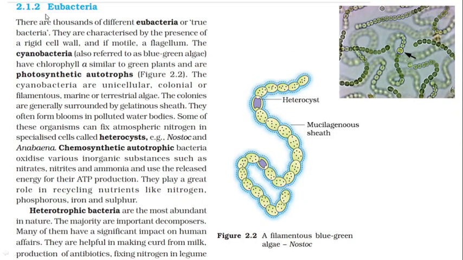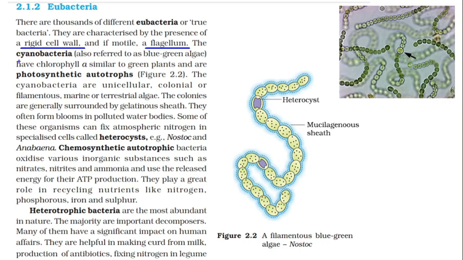So the eubacteria are organisms which are present in different locations, and these microscopic organisms are known for a rigid cell wall, and they also have flagellum in case they are motile. Now eubacteria or the true bacteria are of different types.